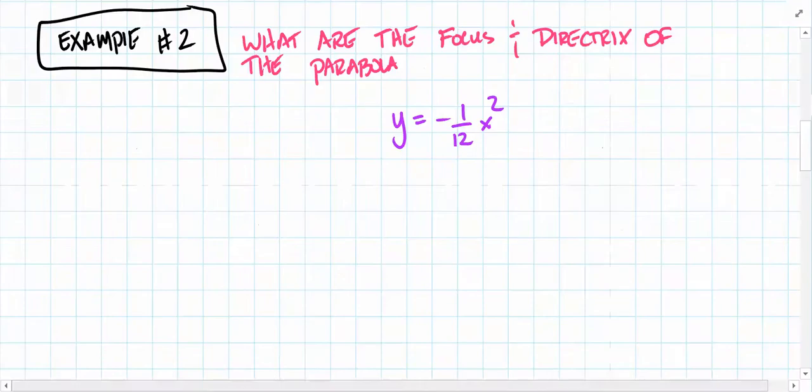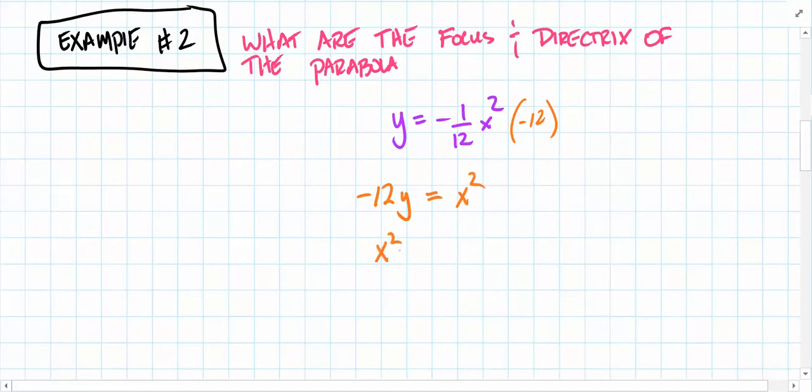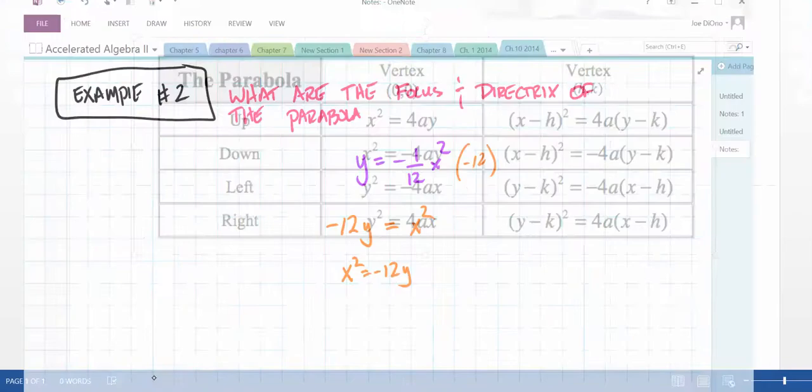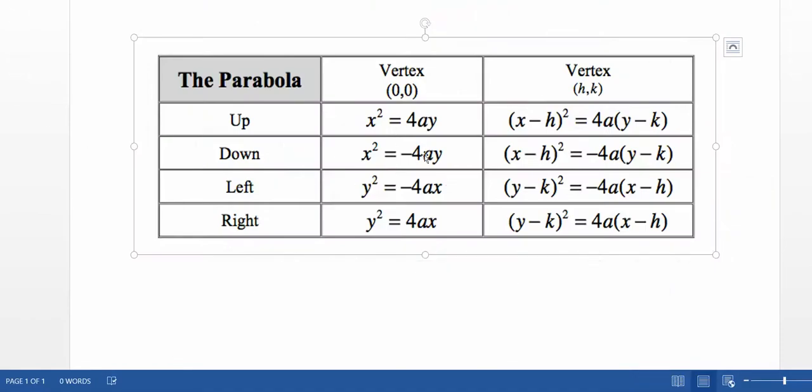So the first thing that I'm going to do here is multiply both sides by negative 12. And I would have this: negative 12y is now equal to x squared. Or similarly, x squared is equal to negative 12y. Now if I go back and look, x squared equals negative 12y looks like this form here, so I know that this thing is opening down. So x squared equals negative 4ay.